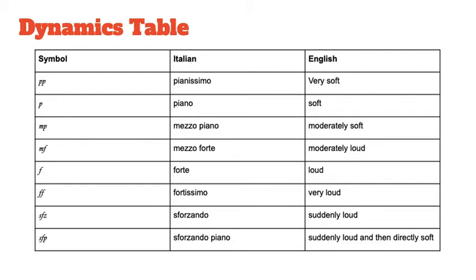So we have PP or pianissimo, which is very soft. We have P, which is piano and soft. MP, which is mezzo piano, which is moderately soft. MF, mezzo forte, which is moderately loud. We have forte, or F, which is loud. Fortissimo, which is FF and very loud. We have SFZ, which is sforzando, which is suddenly loud. And then we have SFP, which is sforzando piano, which is suddenly loud and then directly soft straight after that.